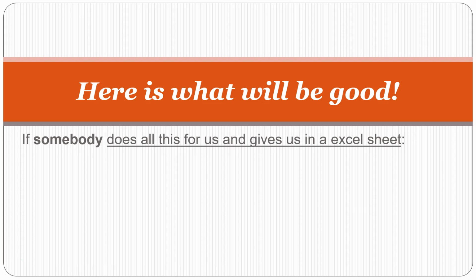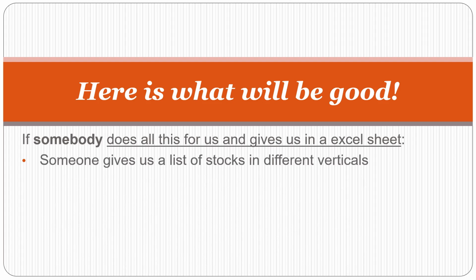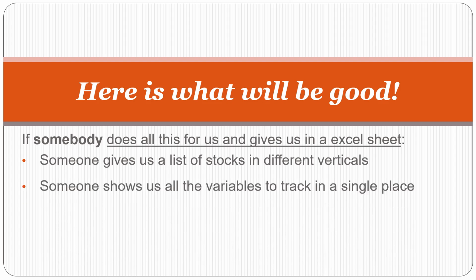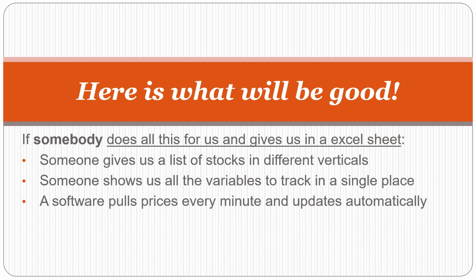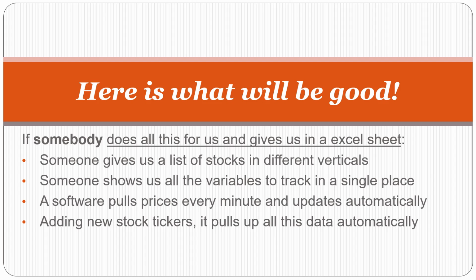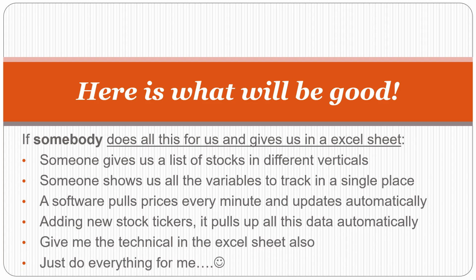If somebody does all of this work for us and gives us all of these details in an Excel sheet, right? Now that will be brilliant. So somebody gives us a list of stocks in different verticals. Somebody shows you all the variables to track in a single place. A software pulls prices every minute and updates automatically. You can add new stock tickers and it will pull all of this market data automatically for you. And it also gives you technicals in the Excel sheet. Basically, just do everything for me right now. This is what I've done.